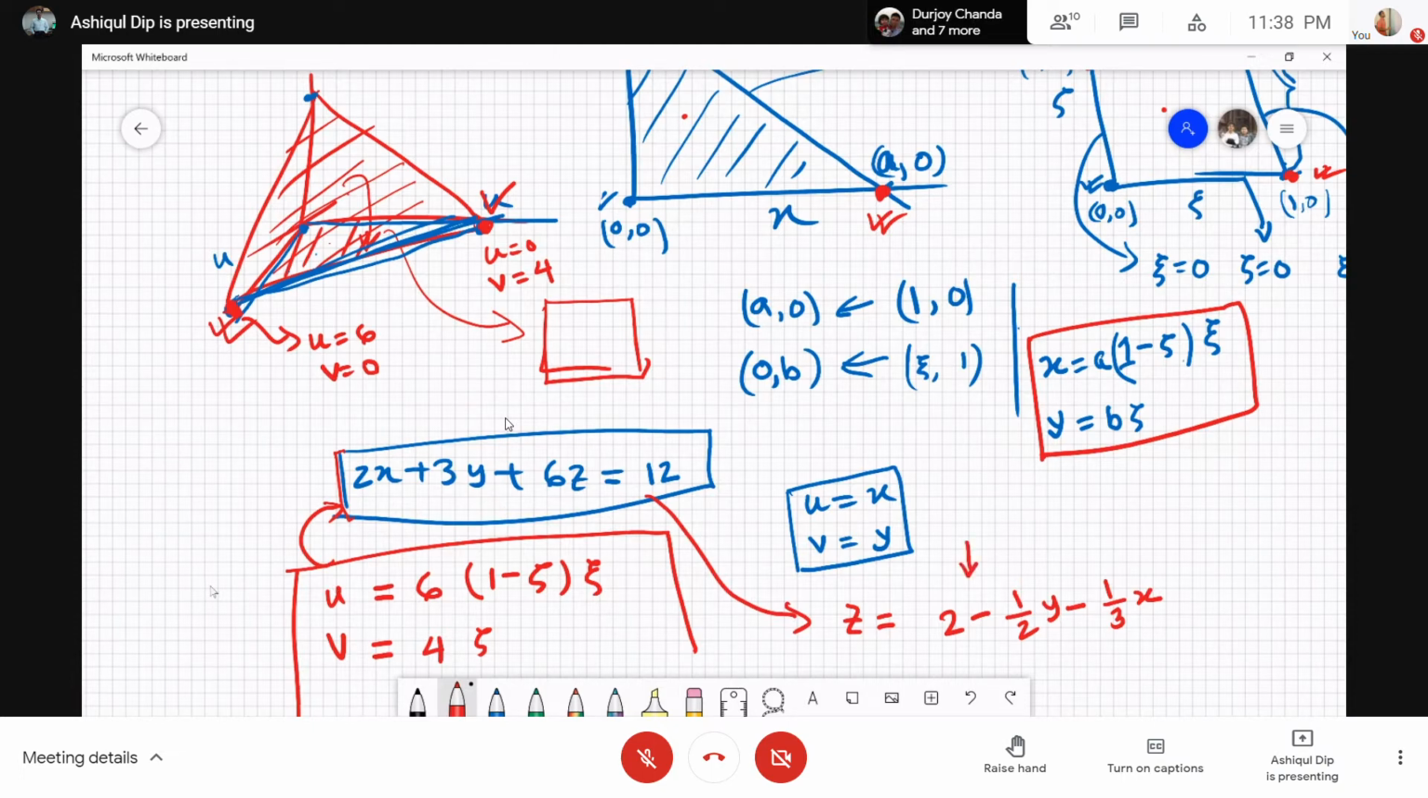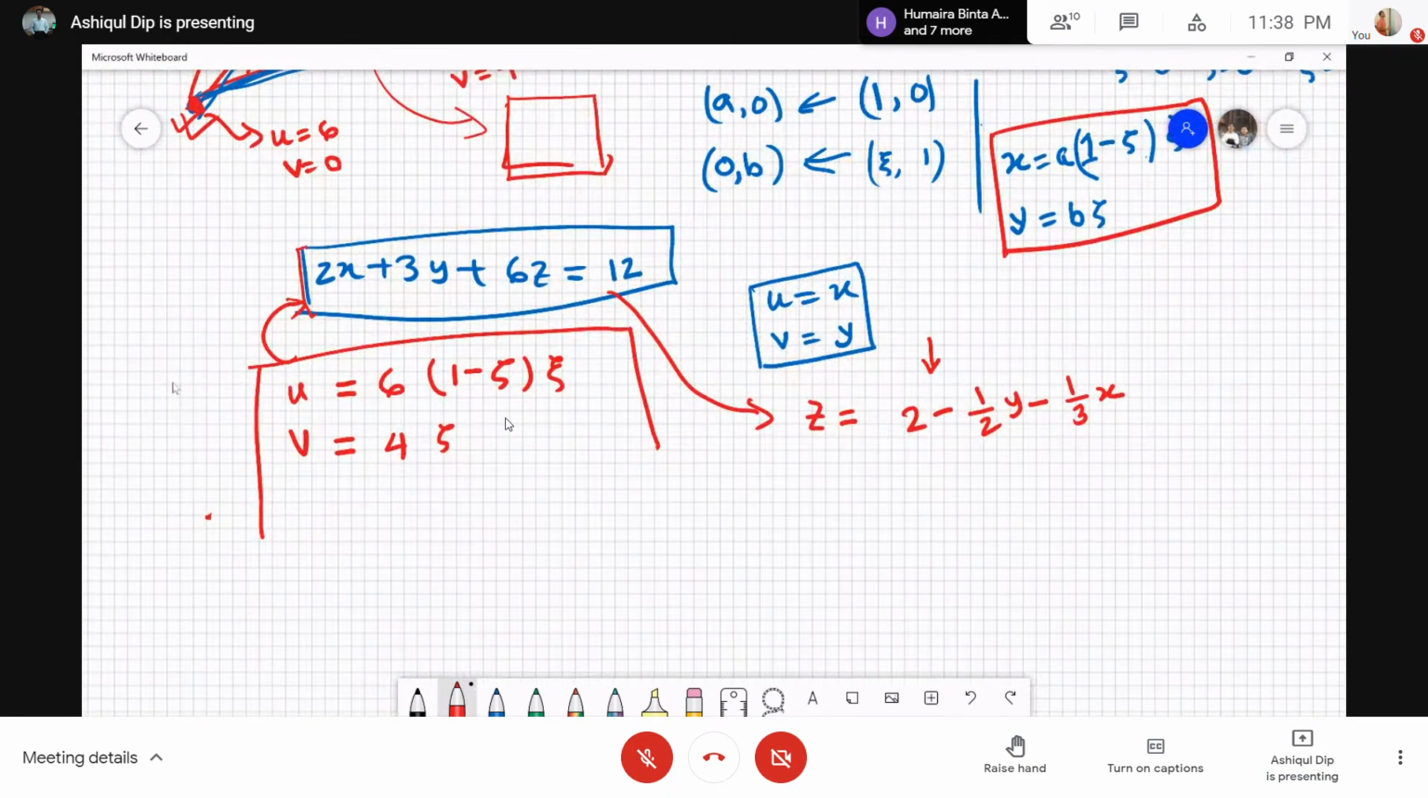That is the equation for our plane, and with reparameterization, z is determined through u and v. That is 2 minus half; instead of y, I write v, that is 4 zeta, and instead of x, I write 6 times (1 minus zeta) times xi, like that. So that's our z. So when you encounter z, you write it in terms of the other two variables, and xi runs from 0 to 1 and zeta runs from 0 to 1 as well.